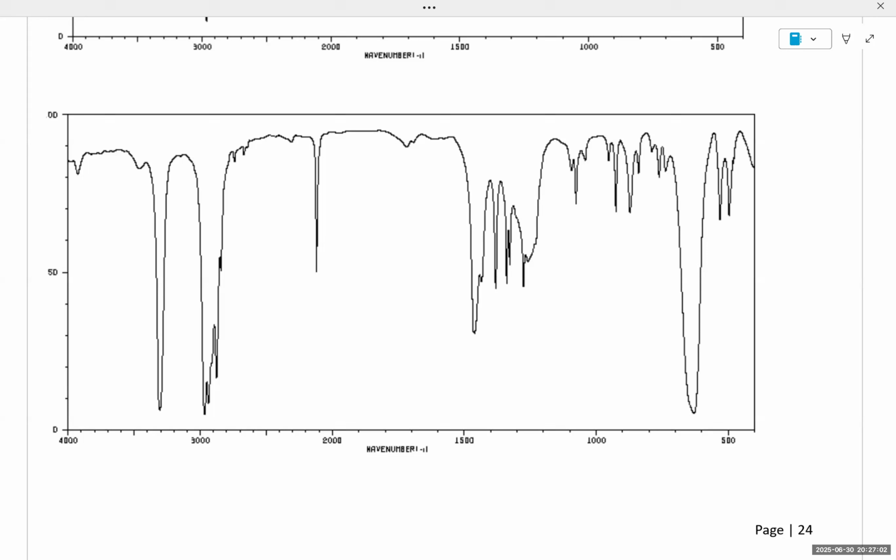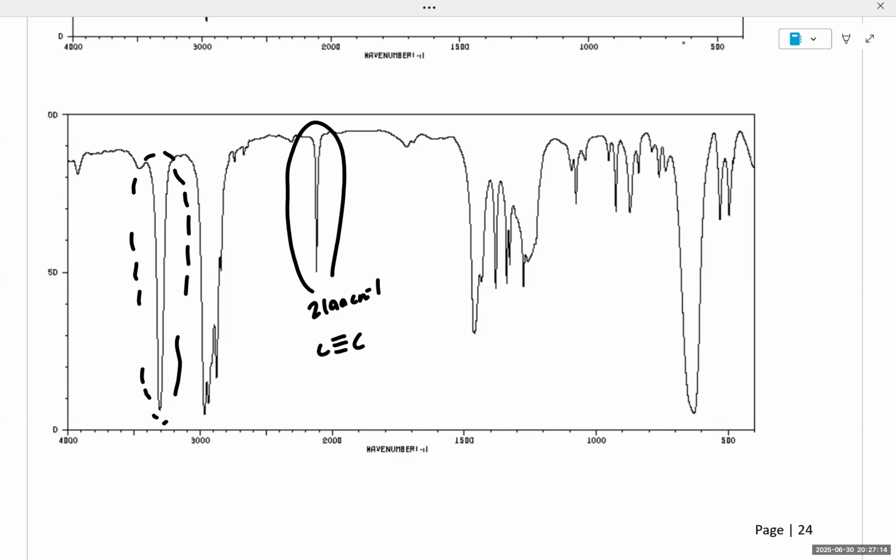Okay, so in this case, we have a peak at about 2100 centimeters inverse. This matches a carbon-carbon triple bond stretch. And we have a pretty unique and intense peak at about 3400 centimeters inverse. Actually, that's 3300. That corresponds to an sp CH stretch, which suggests an alkyne is present. Specifically, a terminal alkyne, because we see the sp CH bond stretch in the spectra.